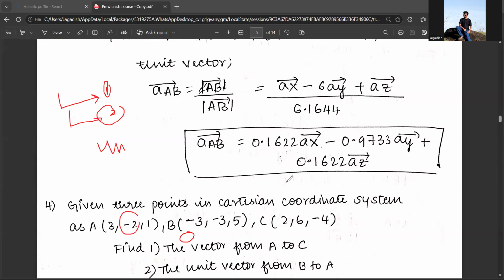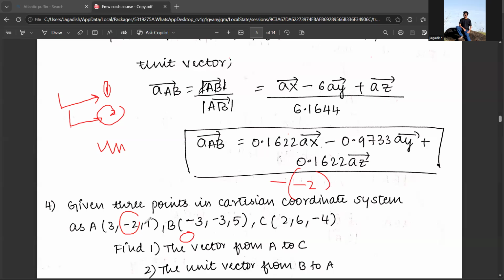Minus already there. Okay, tail minus head. So minus of minus 2. See, one mistake also, we will lose marks. So 6 minus of minus 2 will be plus 2. So it is 8 AY. Understood? Next, minus 4 minus 1.